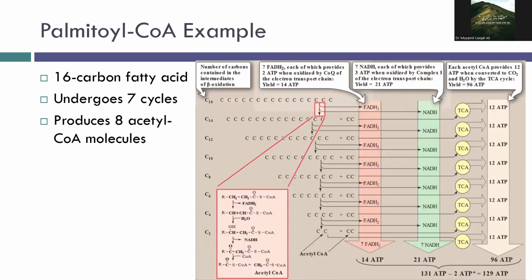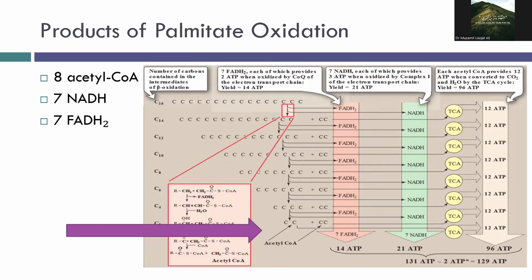So let's have an example of palmitoyl-CoA that contains 16 carbons. Palmitoyl-CoA undergoes 7 cycles of beta oxidation and produces 8 molecules of acetyl-CoA. So now let's talk about the products of palmitate oxidation from the 7 cycles. The end products will be 8 acetyl-CoA molecules, 7 NADH molecules, and 7 FADH2 molecules.